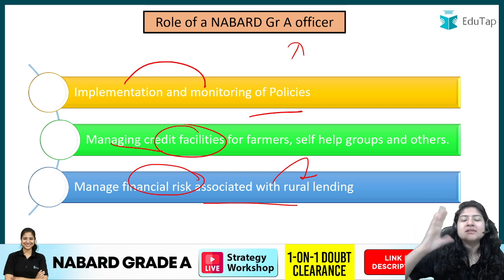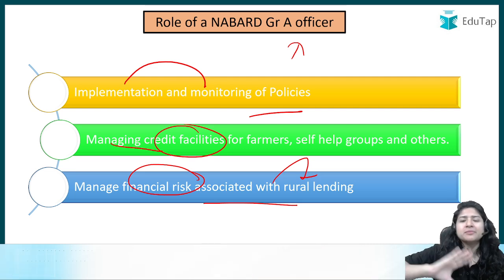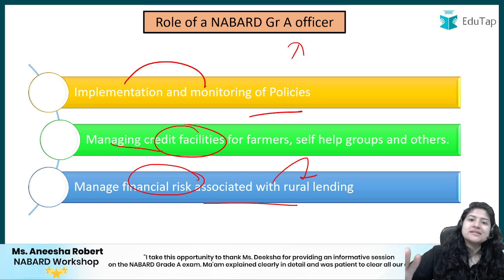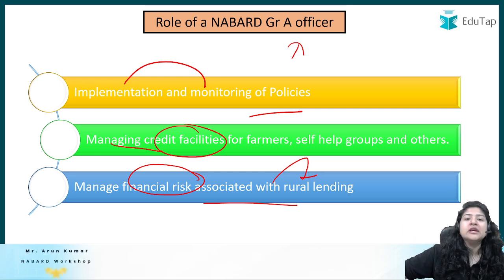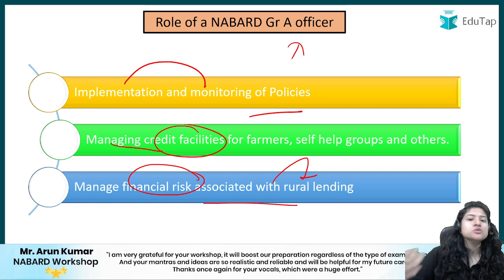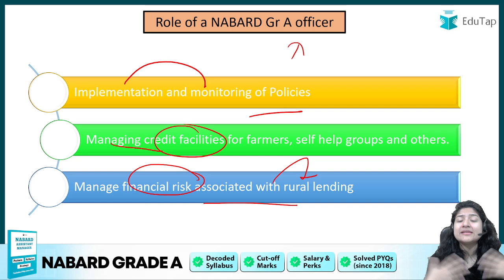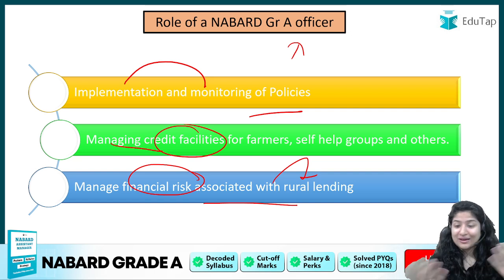And sometimes it happens that initially it seems a promising project, but when it is implemented, there are many obstacles that come. So throughout this time period, to manage that financial risk, that will be the role of you as a NABARD grade A officer. But you need not worry about how you are going to do all this. This seems to be a very large responsibility, right?